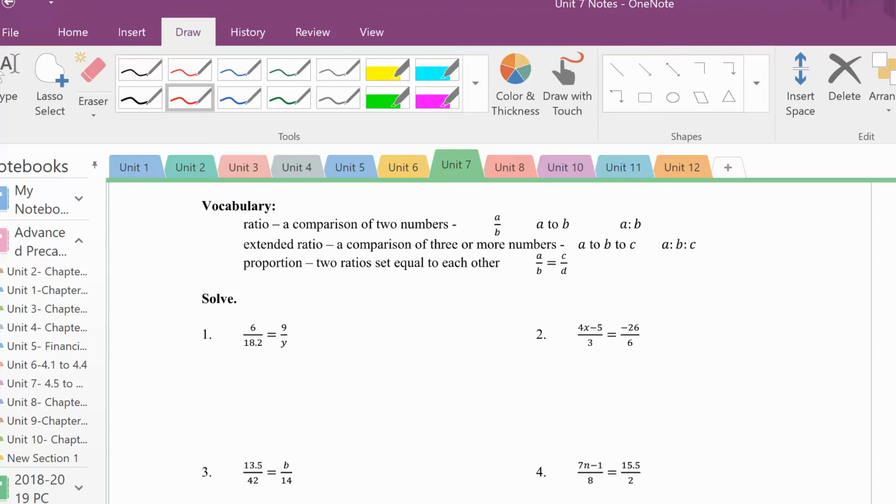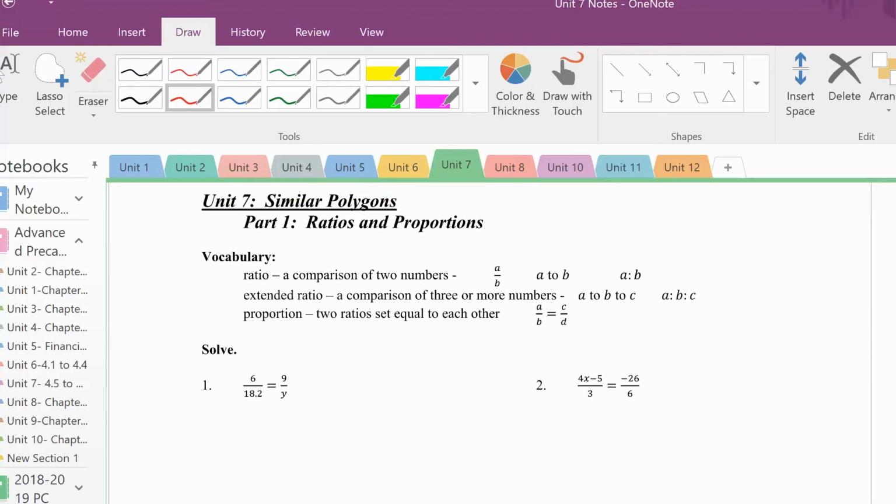Remember, a ratio is a comparison of two numbers. You could view it as a fraction. You could say one number to another, or you could say one number colon another number. An extended ratio is a comparison of three or more numbers. So basically, you'll just be extending it out to three terms instead of two. And a proportion is two ratios that are set equal to each other.